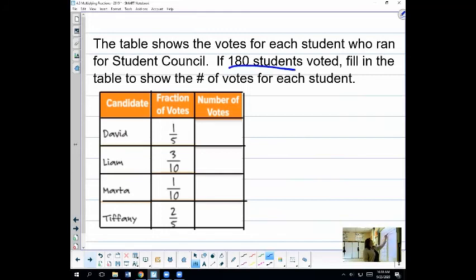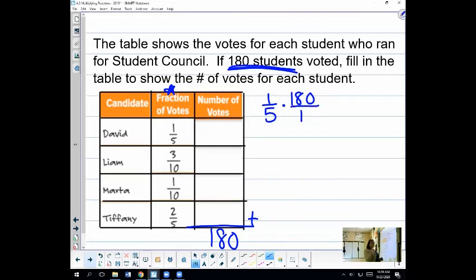So I know there's 180 students. This is the fraction of the votes. What I have to know is that this has to add up to 180. So how can I find out how many people voted for David? 1/5 of the kids voted for David, so you would do 1/5 of 180. And then you would do the same thing going down.